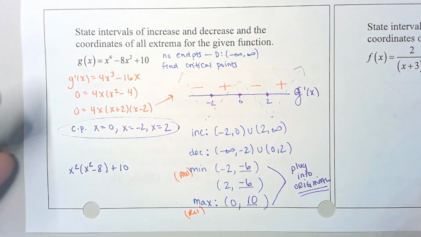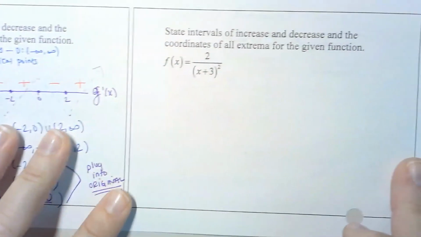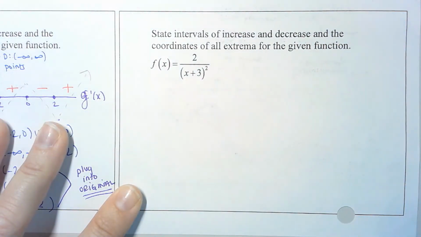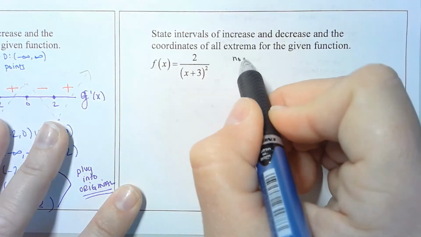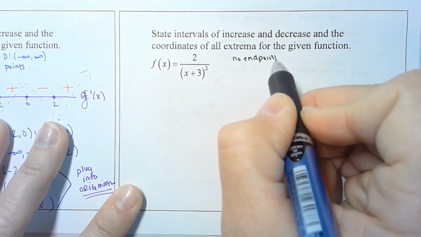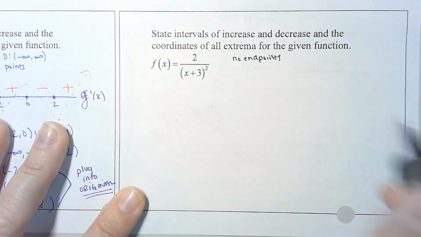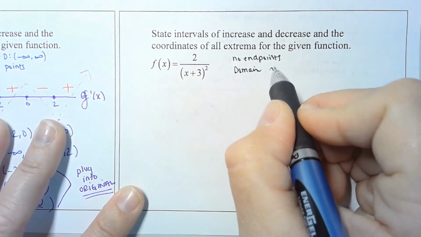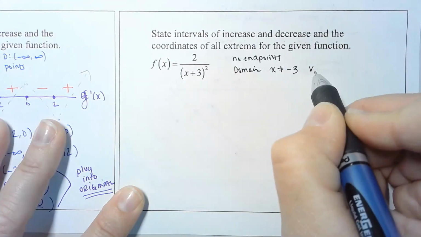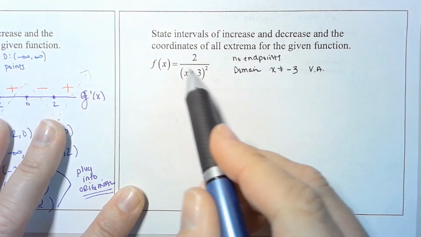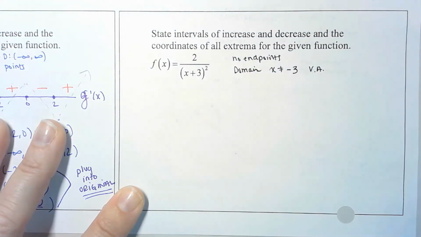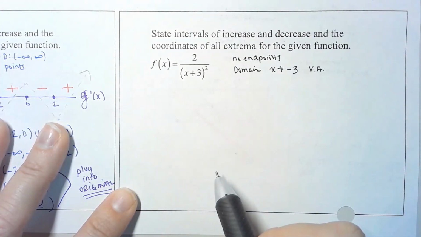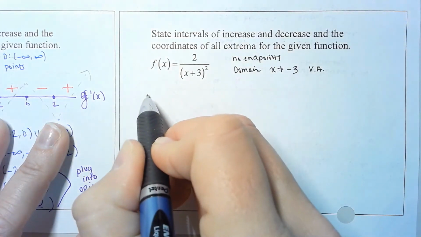All right, let's take a look at the last one. Same directions, new function. So the first thing again is we don't have any endpoints, right? There's no interval. When we think about the domain, the graph doesn't exist at -3. In fact, there's a vertical asymptote at -3 because we can't get rid of it. Something to think about. Okay, so we need to find critical points. Well, critical points come from the derivative.